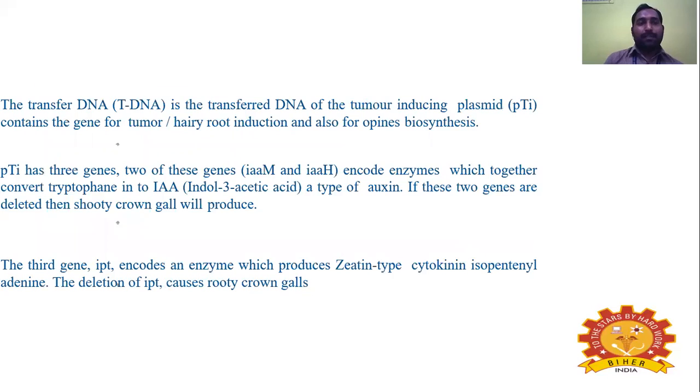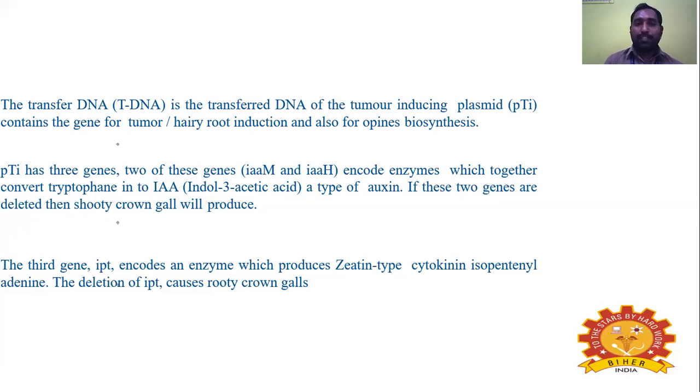And here we have transferred DNA. So this transferred DNA is a tumor-inducing plasmid. If you see the tumor-inducing plasmid, this gene can cause tumor or hairy root induction, and also can produce opine biosynthesis. So these opines will be utilized for the bacterial growth or the cells' growth. If you see the tumor-inducing plasmid, it contains 3 genes.